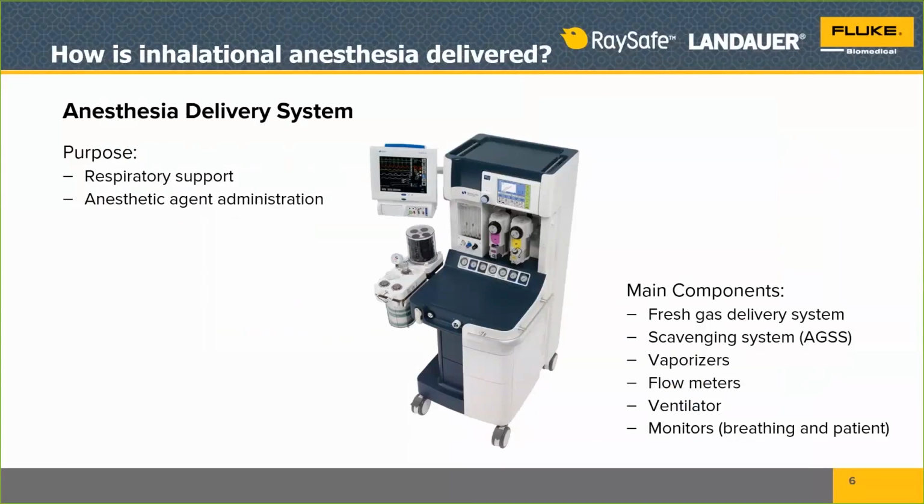So inhalational anesthesia is typically delivered by an anesthesia delivery system, and the anesthesia delivery system has two main purposes. One is respiratory support, which is provided by the ventilator, in this case the bellows, and the second function is to administer anesthetic agent, which is what the vaporizer does. Aside from the ventilator and the vaporizer, there are other components that make up an anesthesia machine, such as the fresh gas delivery system, the anesthesia gas scavenging system, or AGSS, flow meters that regulate the flow of carrier gas, as well as some monitors, right? So there's a breathing monitor that's typically attached, as well as a patient monitor. So all of these make up the anesthesia delivery system.